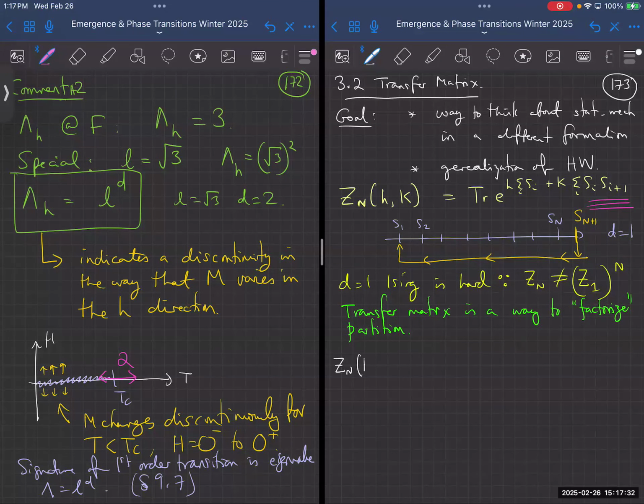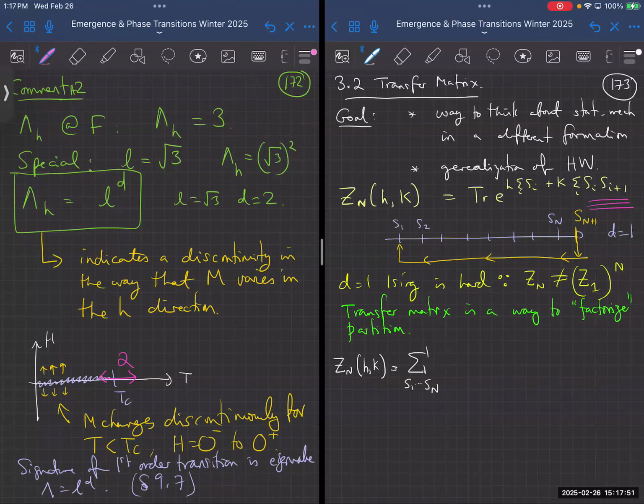I write down my partition function in this way. First of all, I've got a sum over all the spin variables, S1 up to spin n. Okay, so that's what I have to do. And now what I'm going to do is write this Hamiltonian in a very sneaky form.